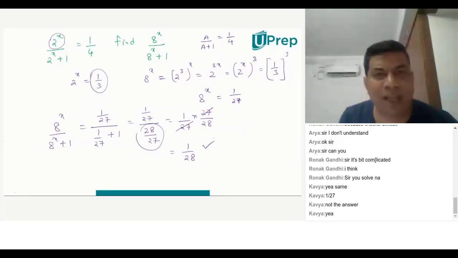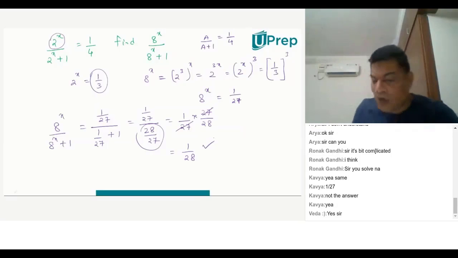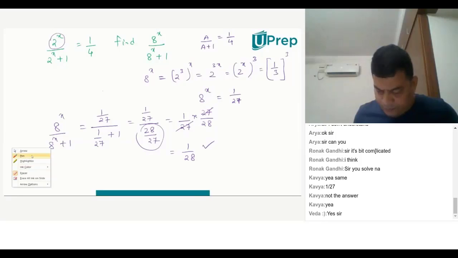Sir, is everyone okay? Ronak, bol. Sir, how did 2 to the power of x equal 1 by 3? How did it come? Sir, I can tell you that. You want to explain? Wait, I'll give you a chance. Okay, go ahead, Arya.